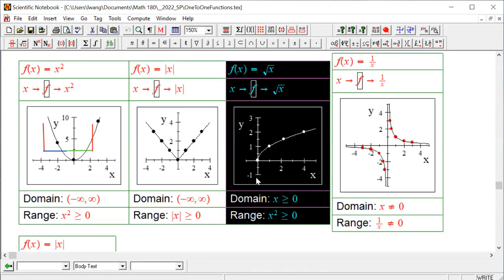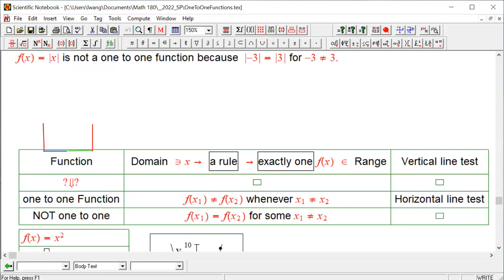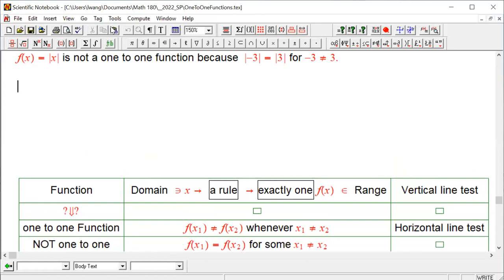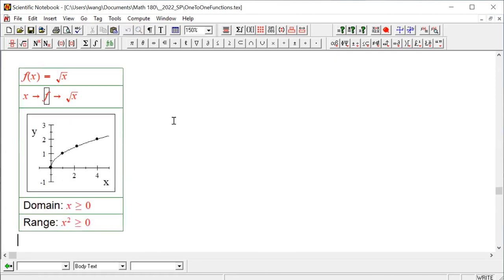The next one, the square root function. Is this one-to-one? We got the graph. It passes not only the vertical line test, it passes the horizontal line test. So it is a one-to-one function.